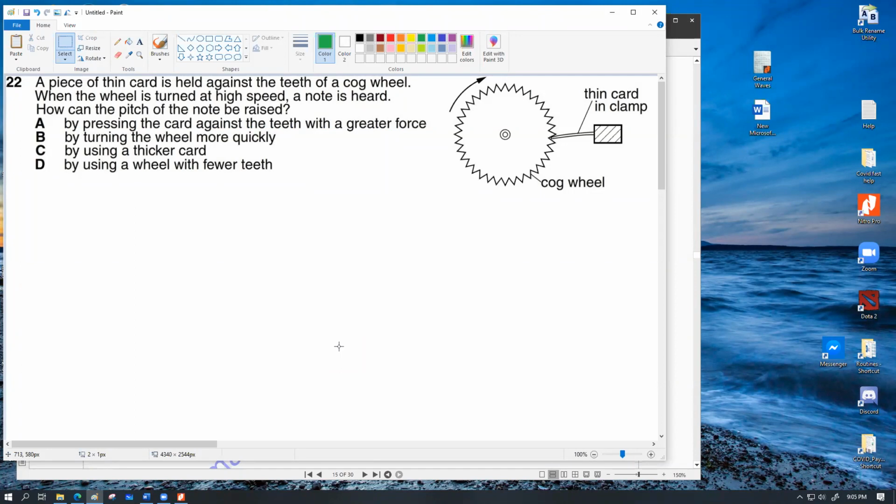B. Correct answer is B. But do you guys understand how the sound is being produced by this cogwheel? Yes, sir.